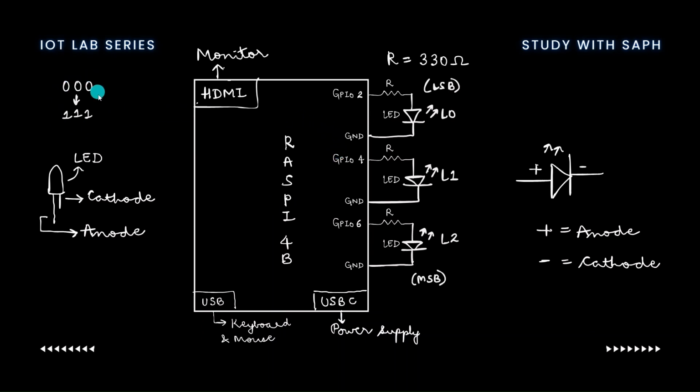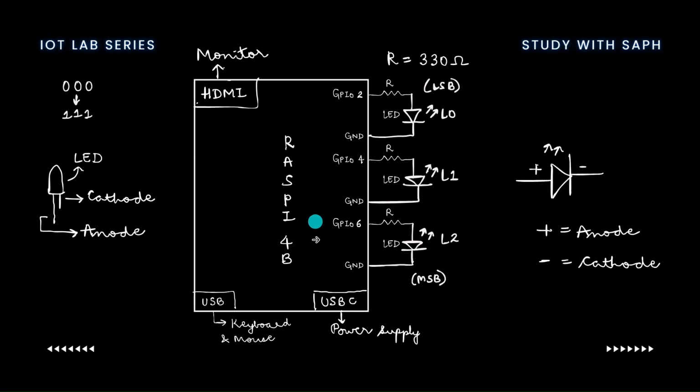Since we're using a 3-bit binary counter implementation, we need 3 LEDs, and we've named them from L0 to L2, L0 representing the LSB and L2 representing the MSB. Each of the LEDs has its corresponding resistor. In this case, we're using the value of the resistor as 330 ohms.